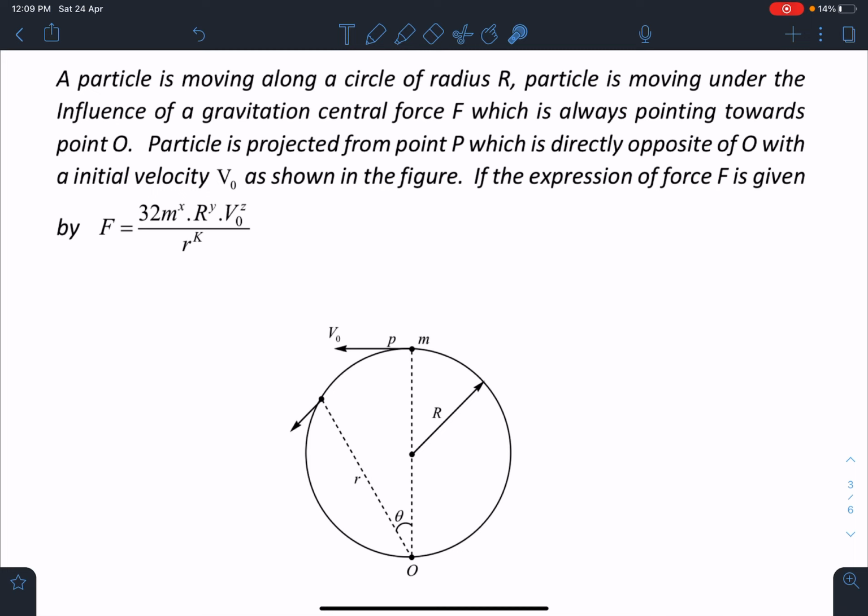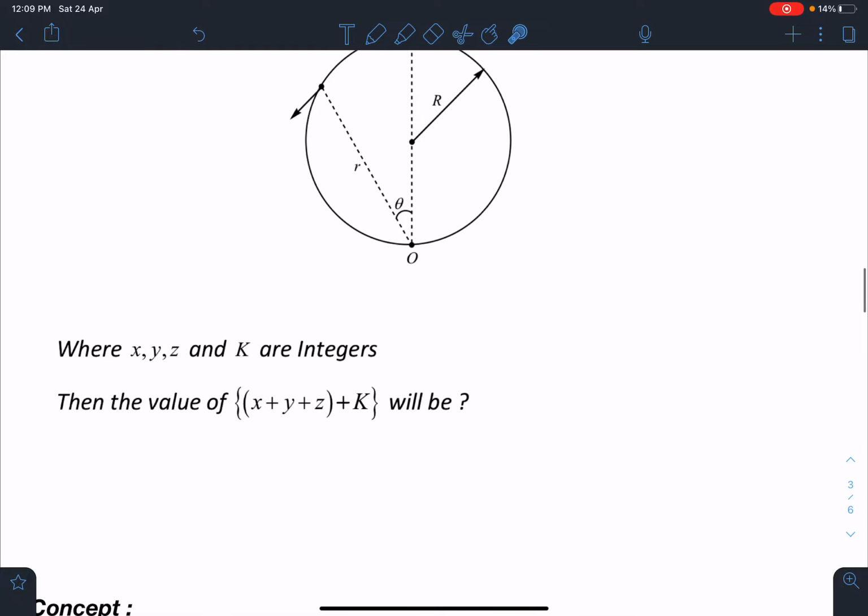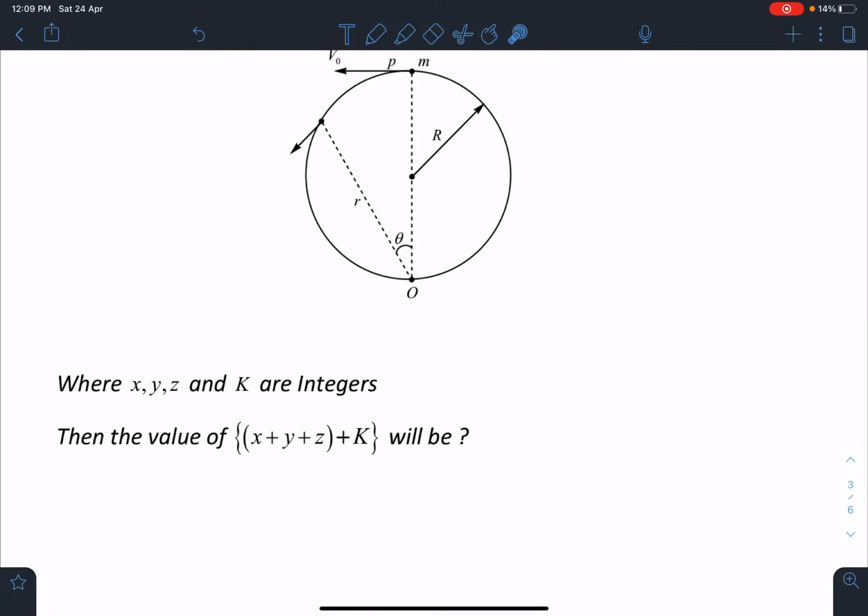the figure. If the expression of force F is given by F is equal to 32 m to the power x r to the power y v0 to the power z by r to the power k, then the value of x plus y plus z plus k will be, where x, y, z are integers.